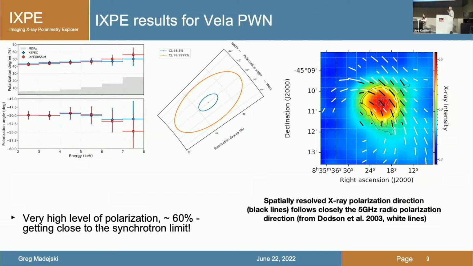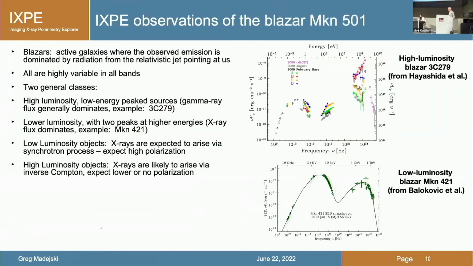And it turns out that X-ray polarization is actually quite well aligned with what we see from the radio polarization. So again, this is an image of the nebula itself, and you can see in black the direction of polarization from the X-rays, and then the white lines are from 5 gigahertz radio polarization from this paper by Dodson et al. So this clearly indicates that this is probably the same process of acceleration of particles in this pulsar wind nebula.